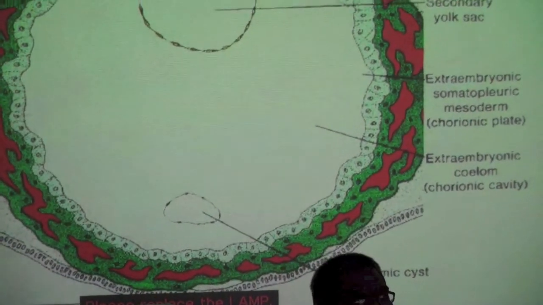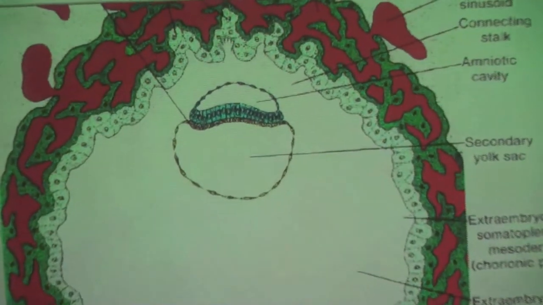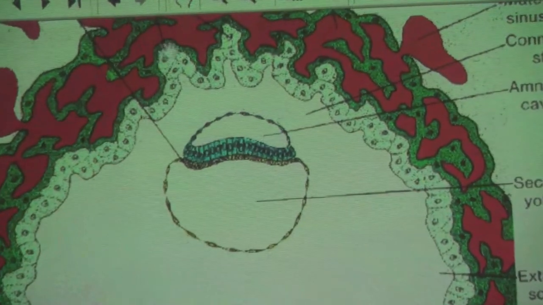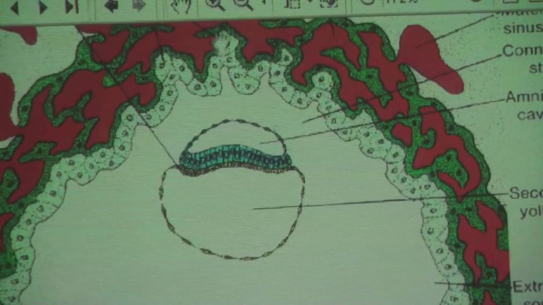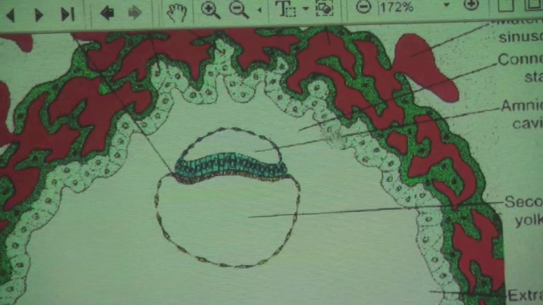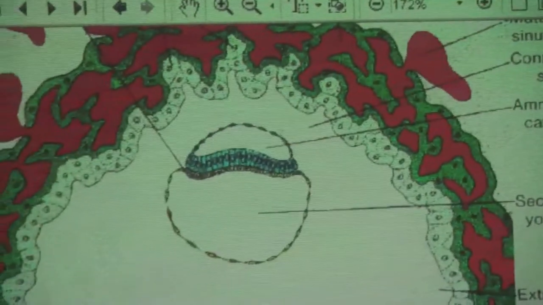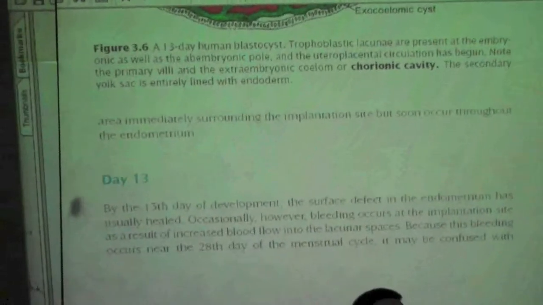Now simultaneously you can see, this is the trophoblast. Now this trophoblast layer is going inside the syncytial trophoblast. Do you see that? So this is going inside the syncytial trophoblast. Now, we call it the primary villi. Primary villi. Okay. Now this primary villi, they become secondary villi.